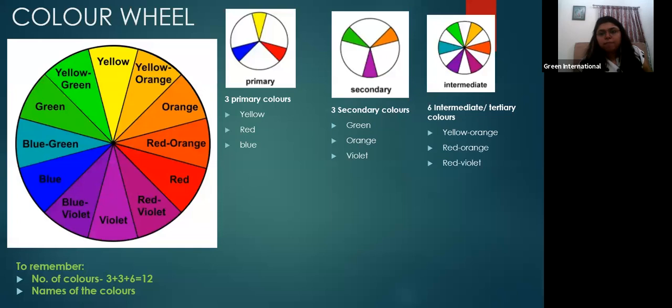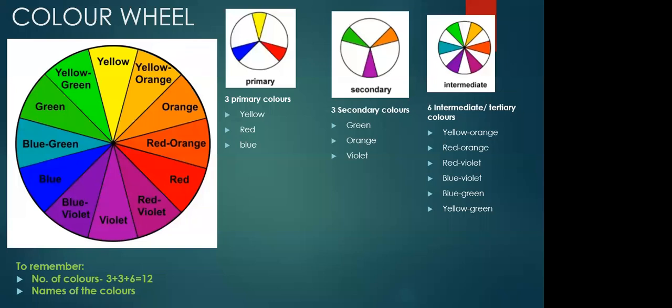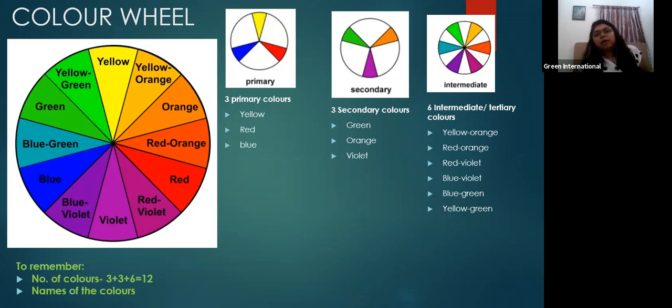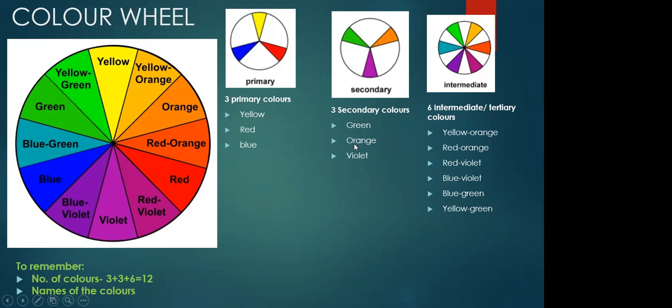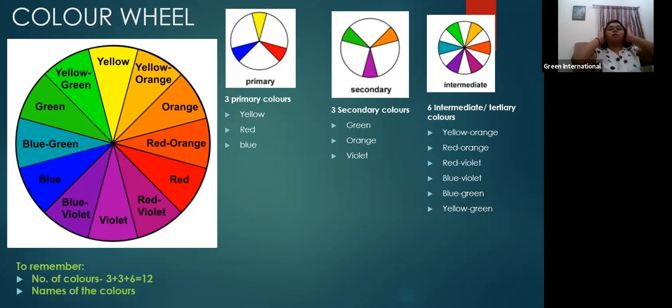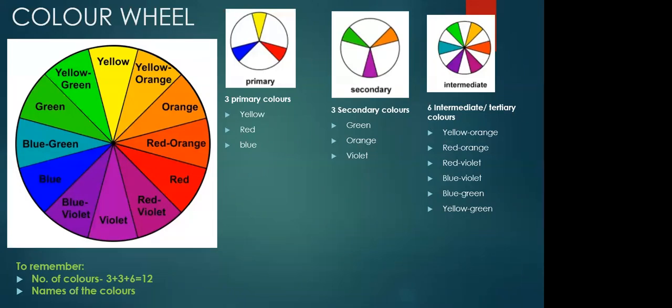Okay. Can you see? Yeah. Okay. So if you already know the primary and the secondary, you just have to say yellow green, red orange, blue violet, yellow orange, blue green. Okay. Yeah.